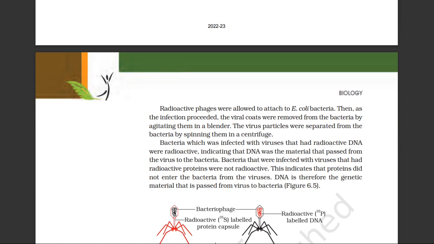Radioactive phages were allowed to attach to E. coli bacteria. Then, infection proceeded. The viral coats were removed from the bacteria by agitating them in a blender. The virus particles were separated from the bacteria by spinning them in a centrifuge. Bacteria that were infected with viruses that had radioactive DNA were radioactive, indicating that DNA was the material that passed from the virus to the bacteria.